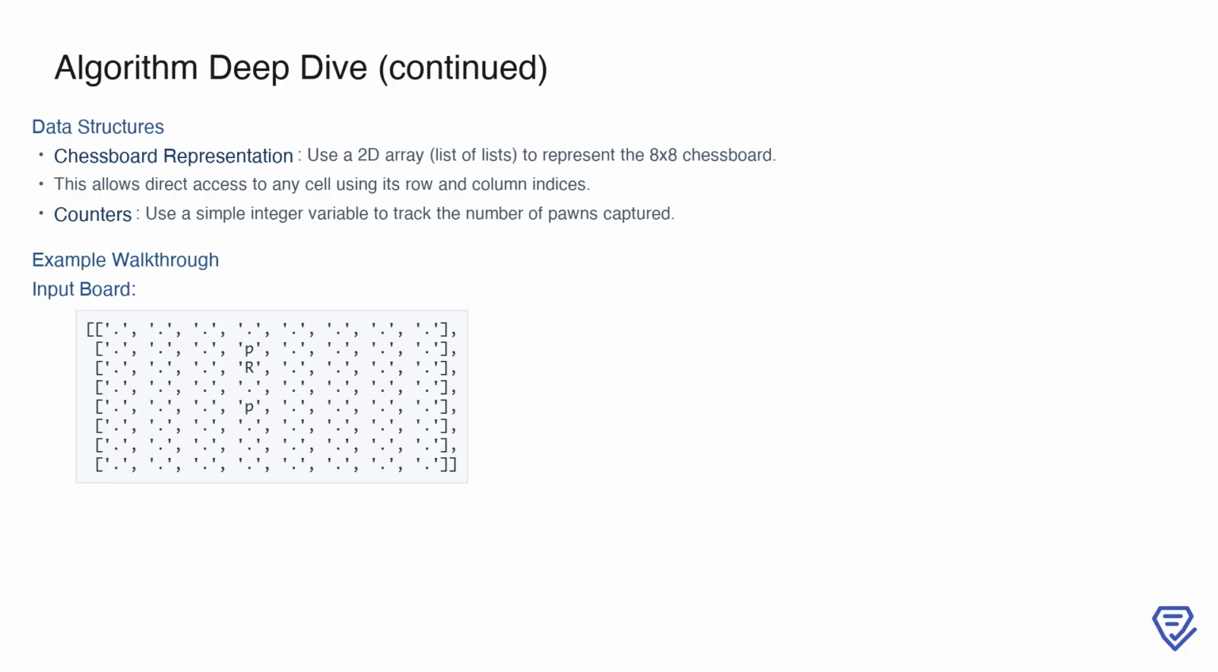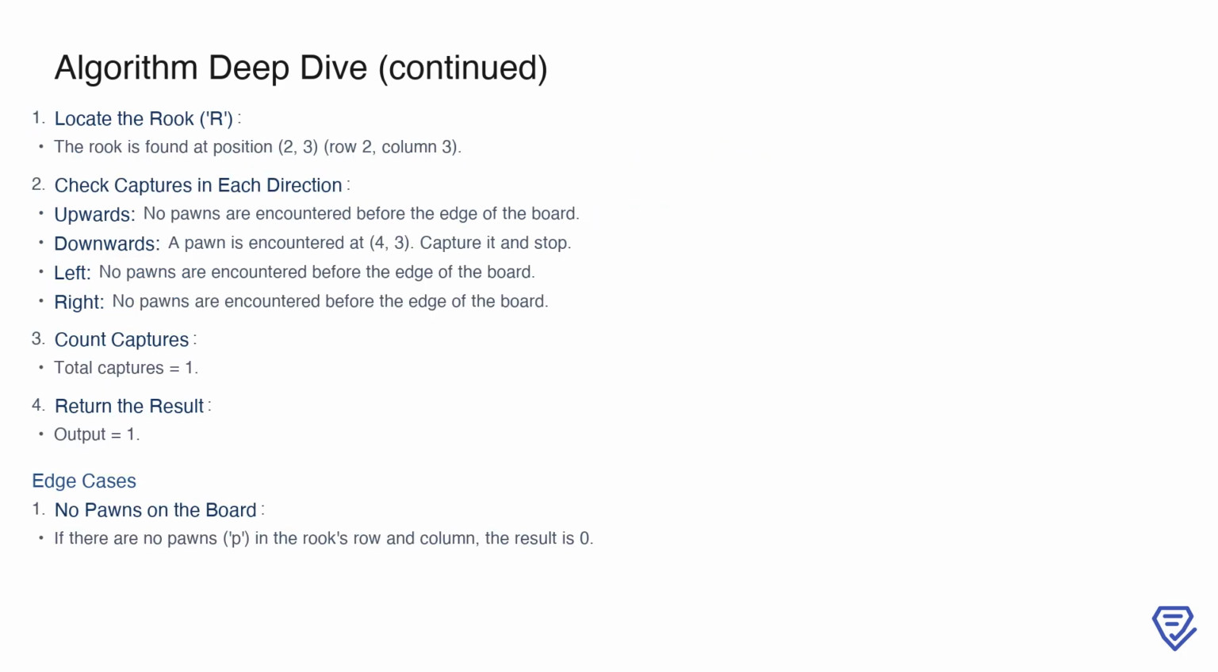Let's consider an example to solidify our understanding. Suppose the board is given as follows: the rook, R, is located in the middle of the board at position 2, 3, and there are pawns, P, above and below it. The remaining cells are empty, dot. Using this setup, we'll walk through the algorithm step by step to determine the number of pawns the rook can capture. In this example, the rook is located at position 2, 3, which corresponds to row 2 and column 3.